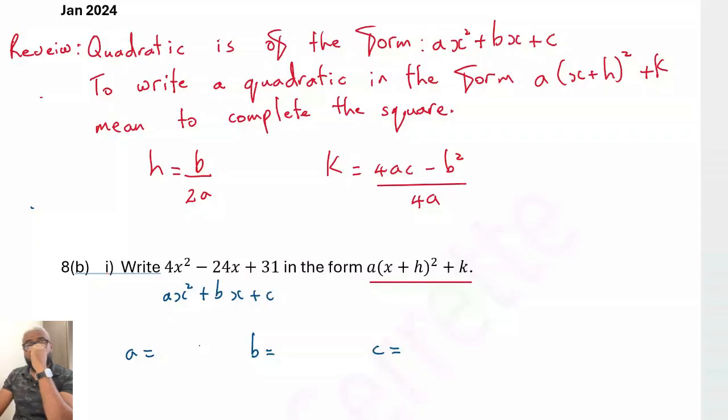Let's go. What is a? 4. Boom. What is b? Negative 24. Nobody tell me 24 here. Negative 24 is b. What is c? 31. Can you all proceed to find h and find k?